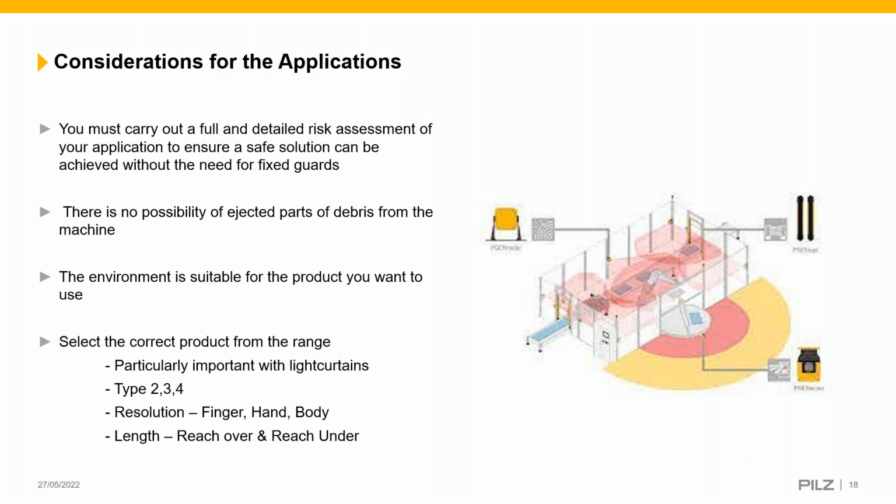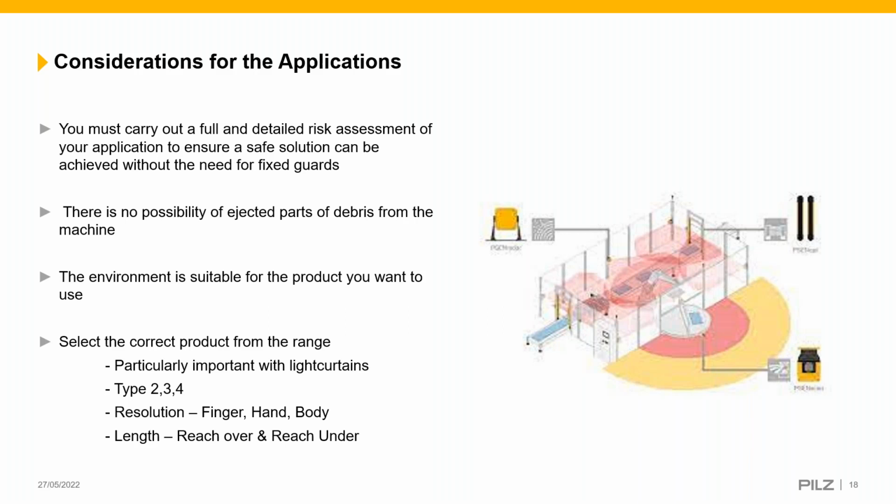And you've got to make sure from that there's a safe solution which can be achieved without fixed guards. So it's okay wanting a scanner or light curtain or radar, but you've got to make sure that your solution is safe. One scenario where it will never be possible is if there's a possibility of ejected parts or debris from the machine. The radar beam or the infrared beam given out by the other devices is never going to stop anything being ejected from the machine. So if that's the situation, then none of these products are going to be suitable for that environment.